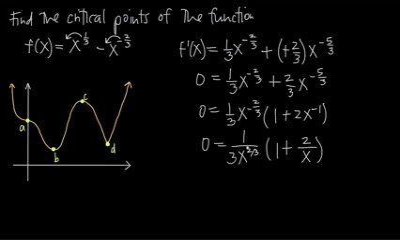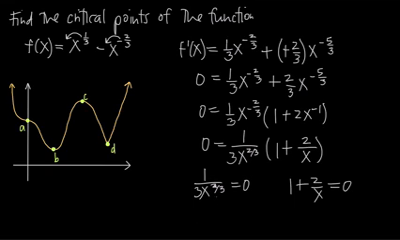Now, the zero product theorem tells us that we can set each of these factors equal to 0 individually, because if this value, 1 over 3x to the 2/3, is equal to 0, then the equation is true. If 1 plus 2 over x is equal to 0, then the equation is true. So we can set these equal to 0 individually, 1 over 3x to the 2/3 equals 0, and 1 plus 2 over x equals 0, and solve these equations individually.